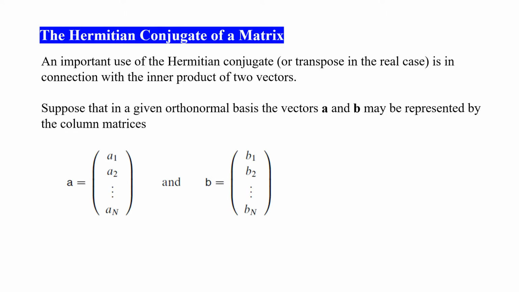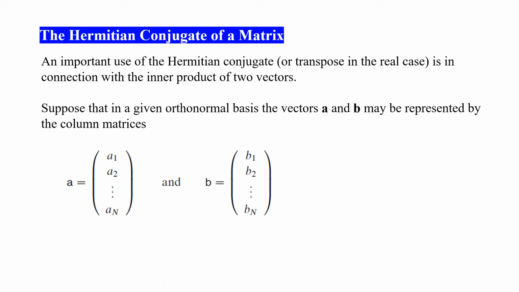An important use of the Hermitian conjugate, or the transpose in the real case, is in connection with the inner product of two vectors. Suppose that in a given orthonormal basis, the vectors A and B may be represented by the column matrices A and B. So we have written vector A in terms of the column matrix with A components, and vector B in terms of the column matrix with B components. And by the way, we can also write this in this way.